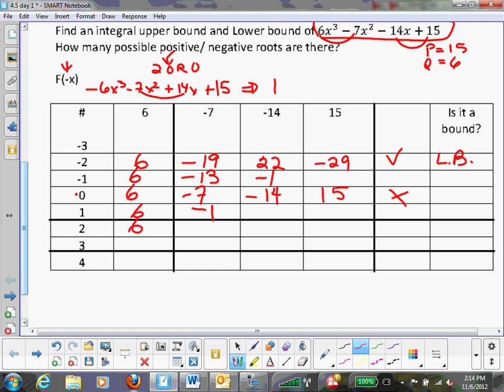Try 2. 6 times 2 is 12. 12 minus 7 is 5. 2 times 5 is 10. Oh, we get negative 4. Again, I don't have to go any further than this. Try 3. 6 times 3 is 18, and we get 11. Okay, and 3 times 11 is 33, and 33 minus 14 is 19. And 3 times 19 is 57, and 57 plus 15 is positive. Is this my upper bound? Sure is.